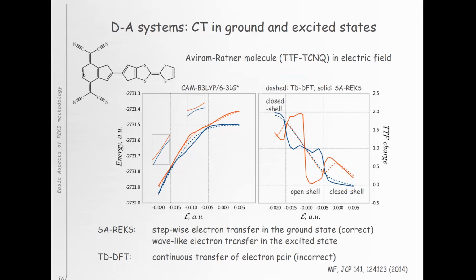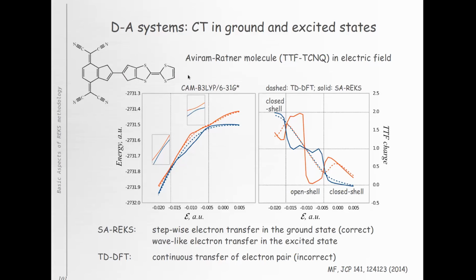In this molecule, depending on the electric field, if I apply an electric field across the molecule, driving electron density from the donor unit to the acceptor unit, the electron transfer should occur stepwise. First, in the beginning, one electron is transferred from donor to acceptor unit, and this creates an open shell electronic state. And then the second electron from the HOMO of the donor is transferred to the LUMO of the acceptor, right? So this should ideally be a stepwise electron transfer.